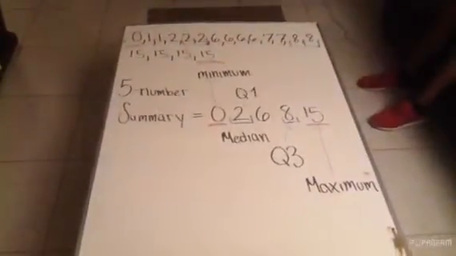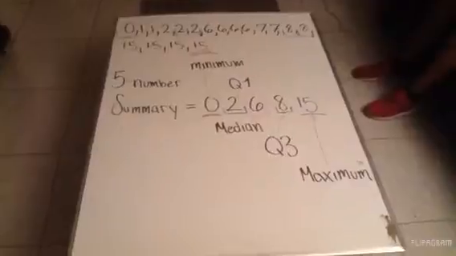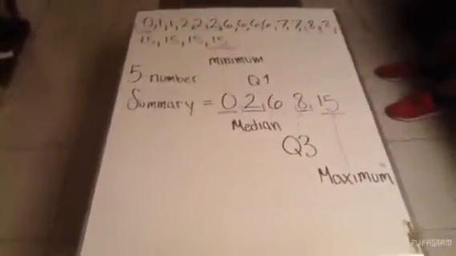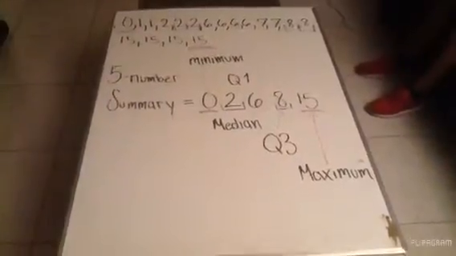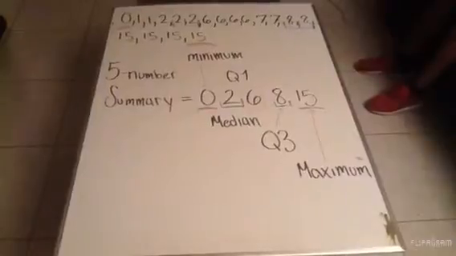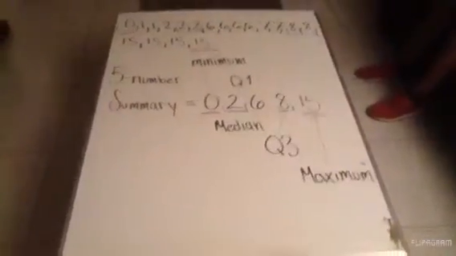The 5-number summary consists of the minimum, quartile 1, median, quartile 3, and maximum. In this number sequence, the minimum is 0, the quartile 1 is 2, the median is 6, the quartile 3 is 8, and the maximum is 15.